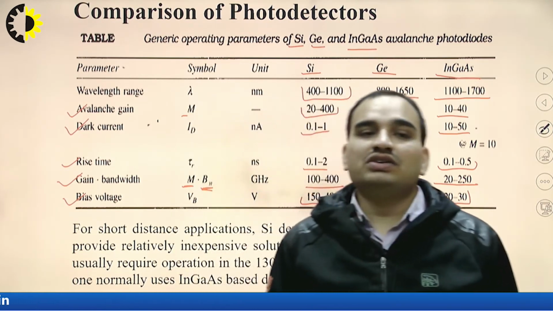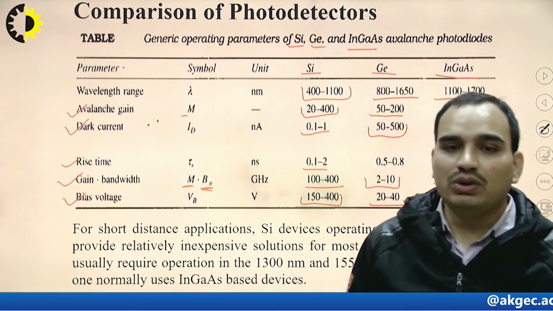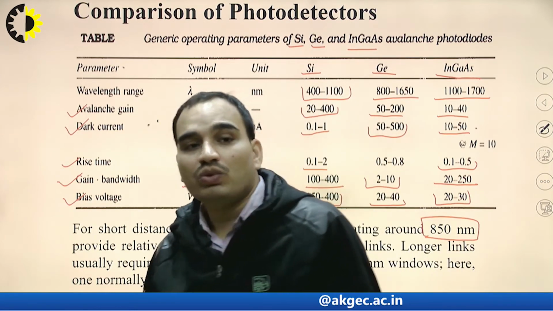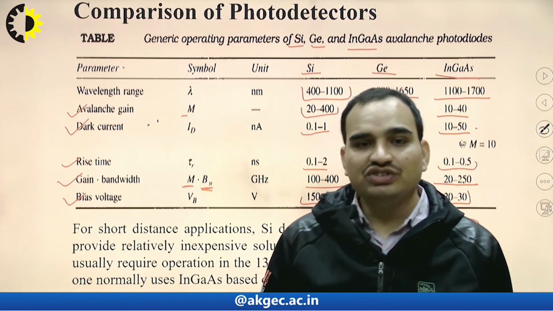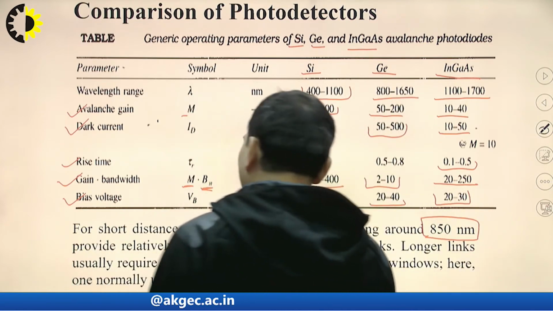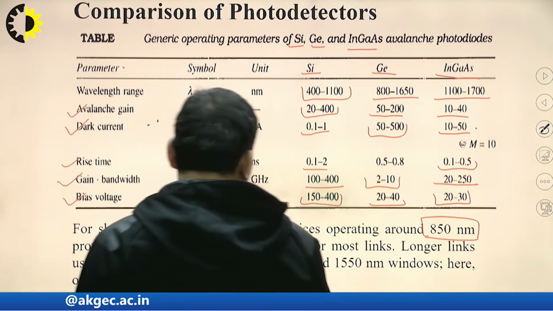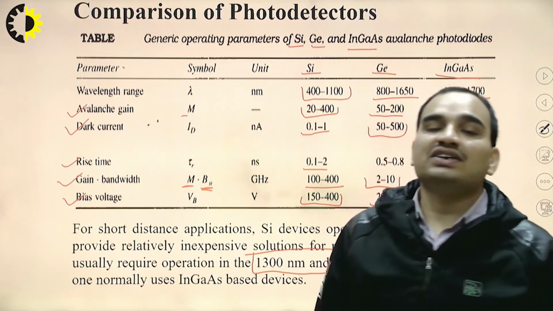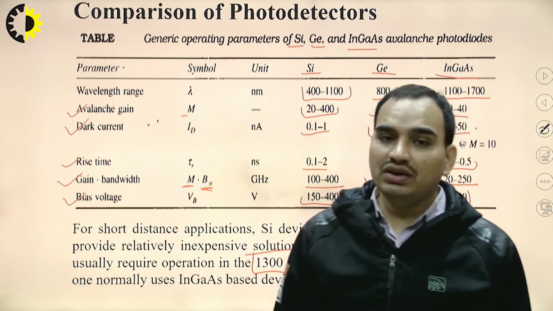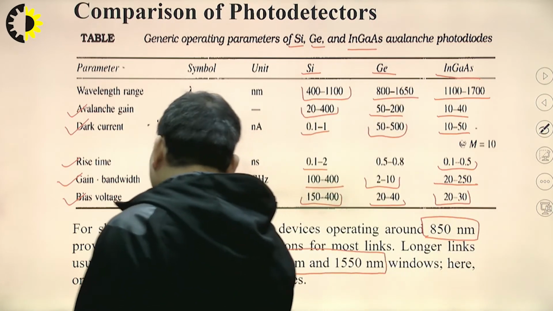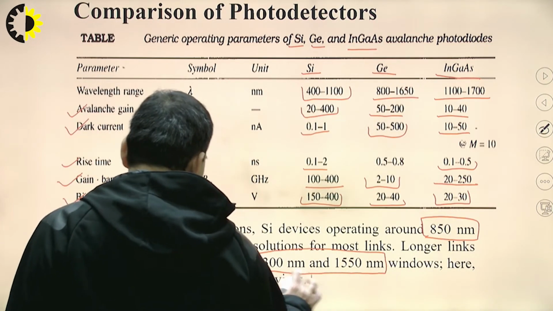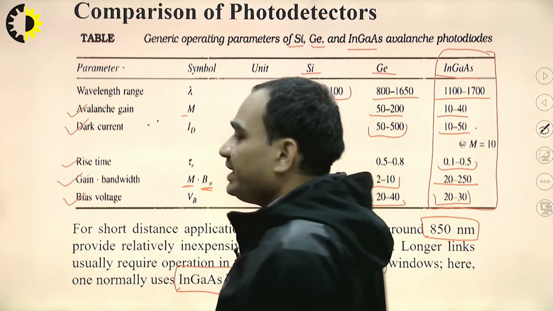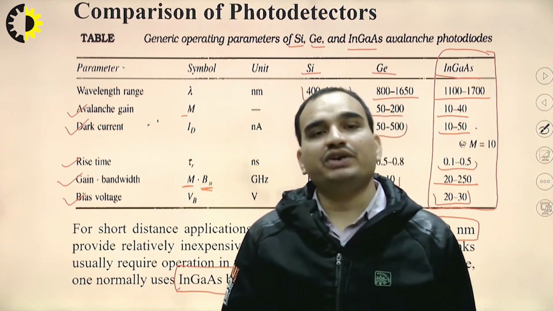For short distance applications, silicon devices operating around the first optical window, 850 nanometers, provide relatively inexpensive solutions for most links. Longer links usually require operation in the 1300 nanometer and 1550 nanometer windows, that is the second optical window and the third optical window. So one normally uses indium gallium arsenide based devices for the higher wavelength region. As we can see, the response in the second and third optical windows is good as compared to silicon and germanium.